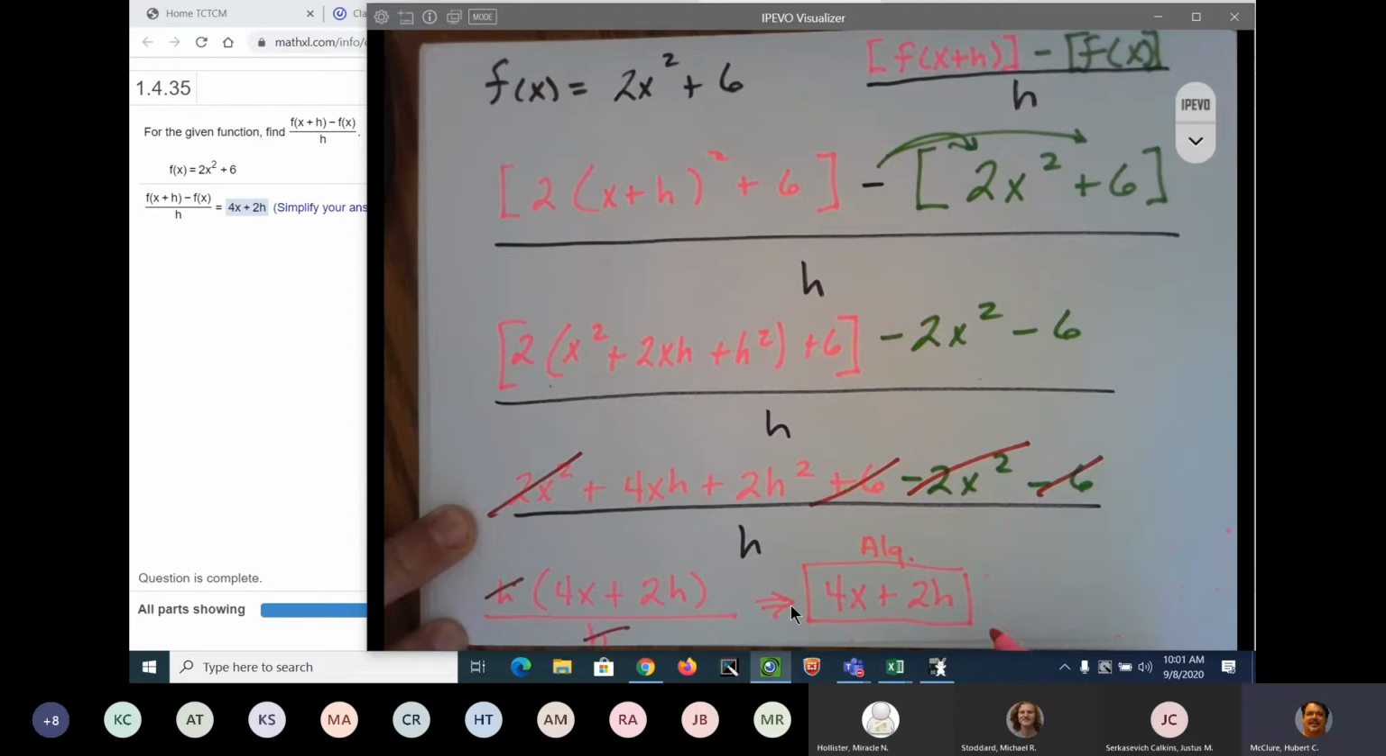And when you get to calculus, it's going to be 4x plus 2 times 0, which would be 4x. But your algebraic answer is 4x plus 2h.